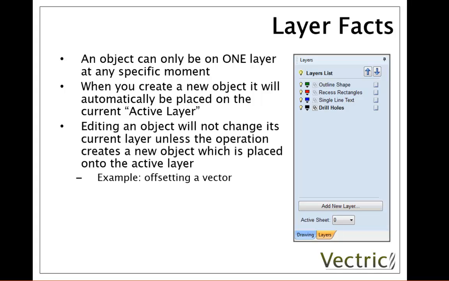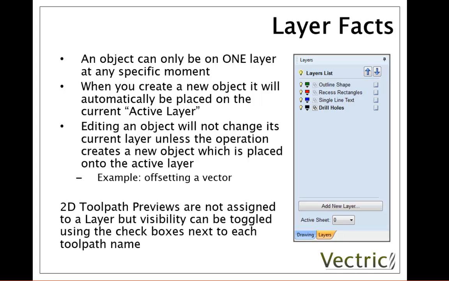Once an object is on a particular layer, that won't change unless you move it or copy it onto another layer, or unless you do an operation that creates a new object, and in that case that new object will be placed onto whatever the active layer is. So for instance, if you take a vector that's on one layer but you currently have a different one active, then when you offset it, that offset vector will be placed onto the active layer, not on the layer from the object that was offset.